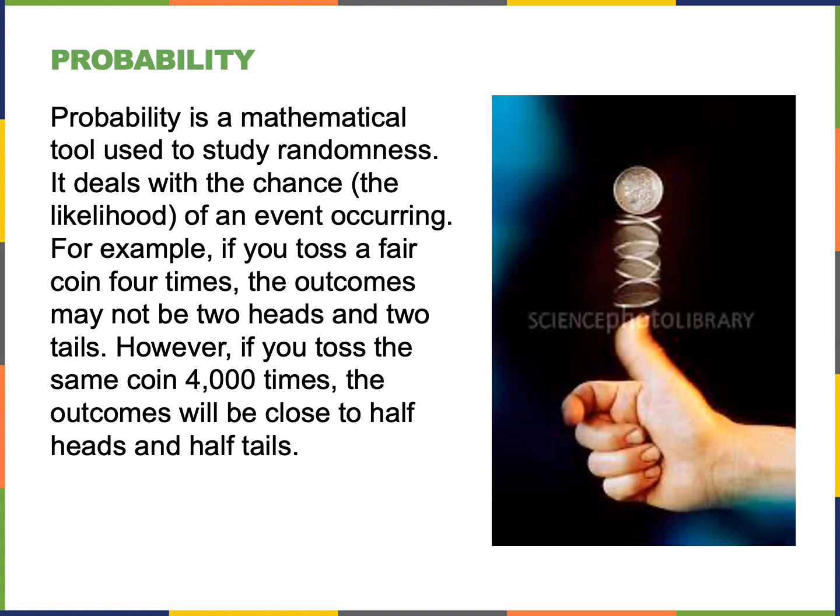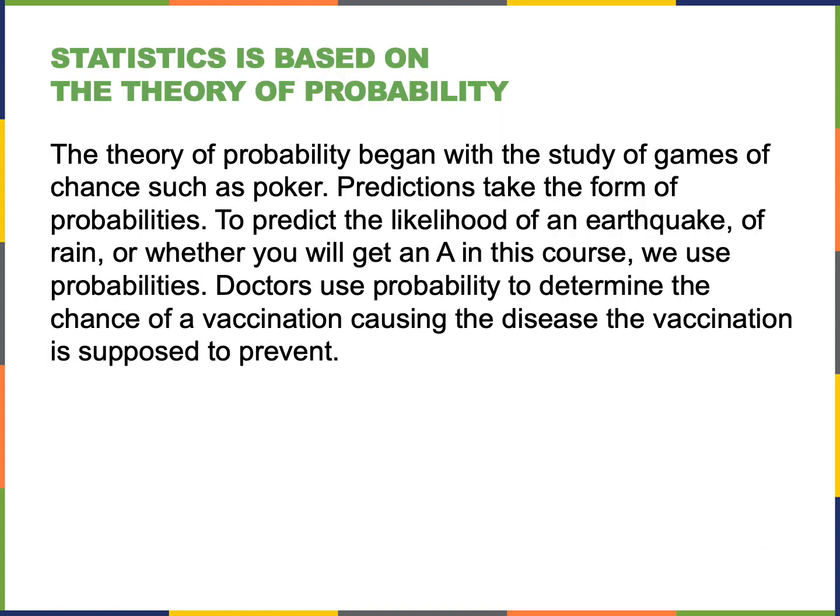So it's kind of the chance of something. We use probability all the time, like a 50% chance of this happening, this is 75%, this is really unlikely, likely. Okay, so stats is based on this theory of probability. So how did probability begin? It has its origins in game theory, like, for example, poker, games of chance.